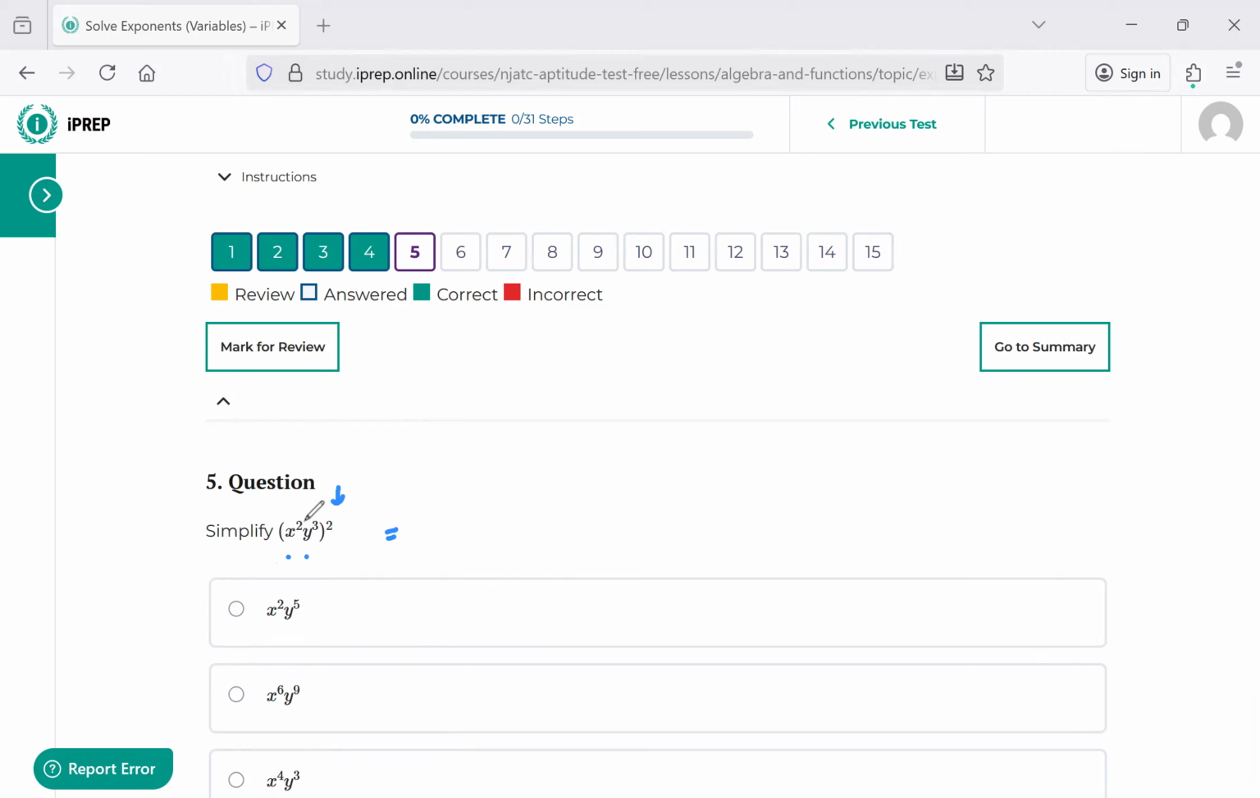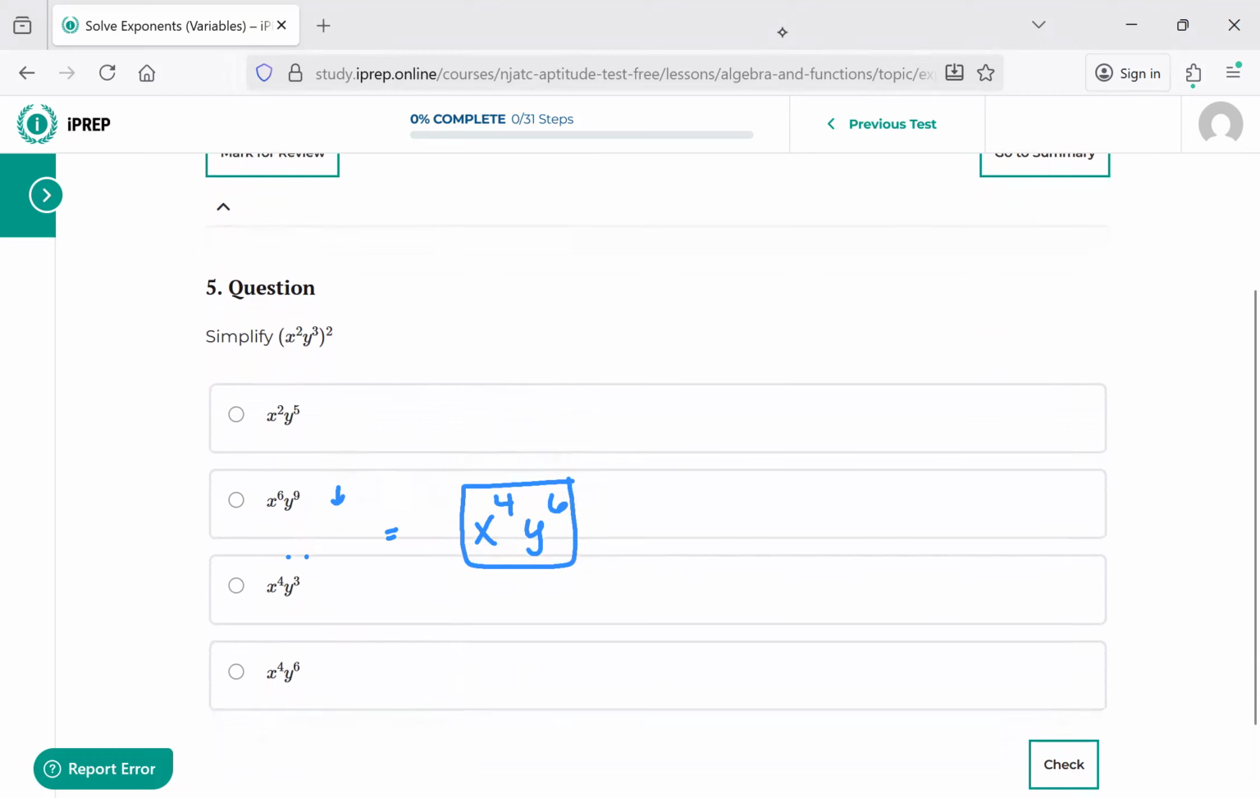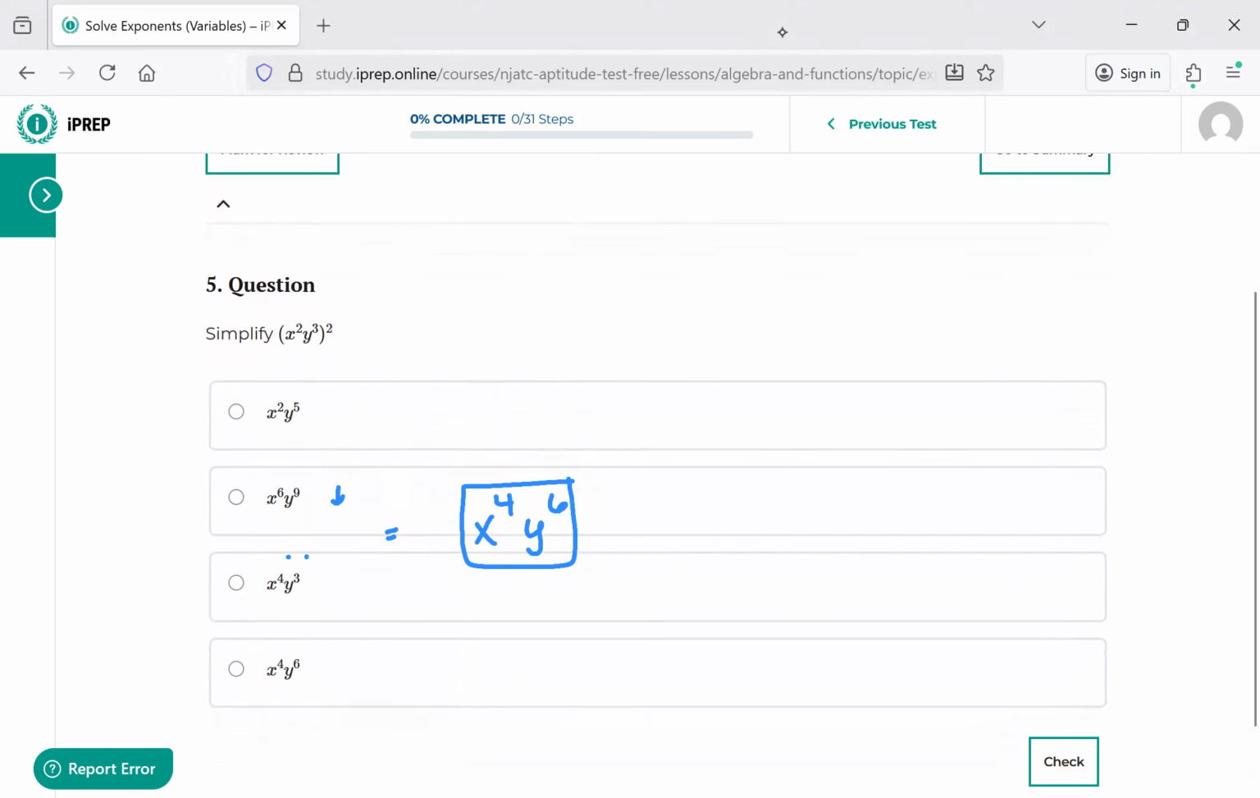So we'll just have to raise everything to the power 2. So start with the x. What's x squared raised to the power 2? So remember when we raise, you multiply. So 2 times 2 is 4. What about y? What's y cubed raised to the second power? That is going to be 3 times 2 is 6. Okay, so that is your answer. Last one.